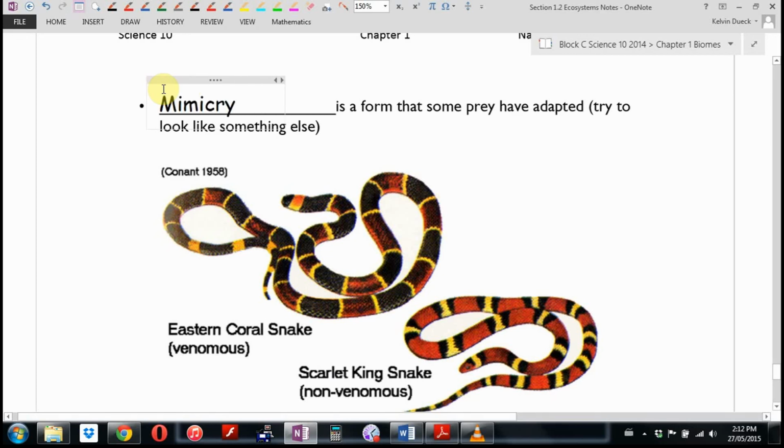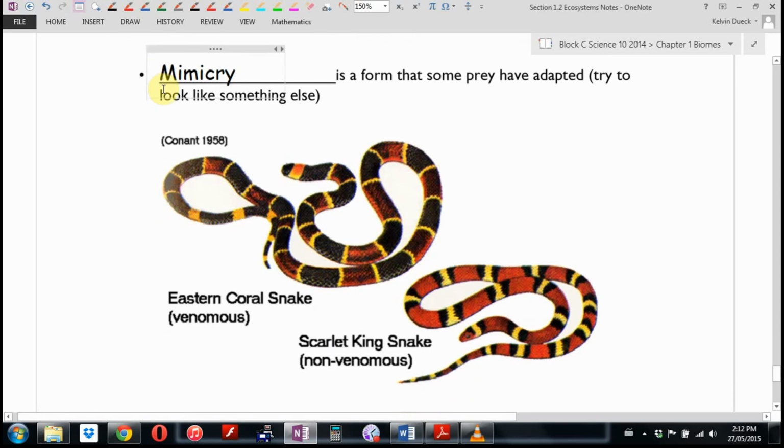It's called mimicry. That's the fancy biology term. And anybody who lives in the eastern U.S. and goes hiking knows the difference between a coral snake and a scarlet king snake. A coral snake will kill you if it bites you, certainly make you very sick. They're very venomous. Scarlet king snake. And in fact, there's a rhyme.